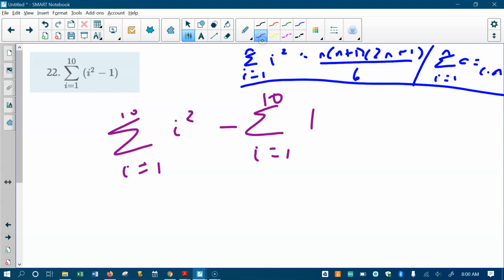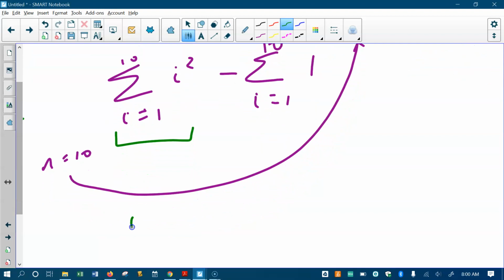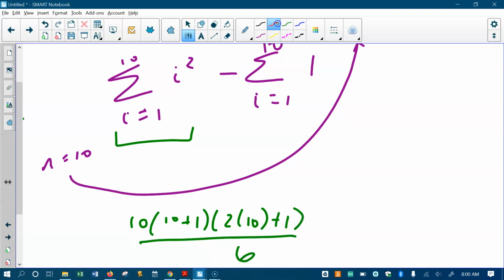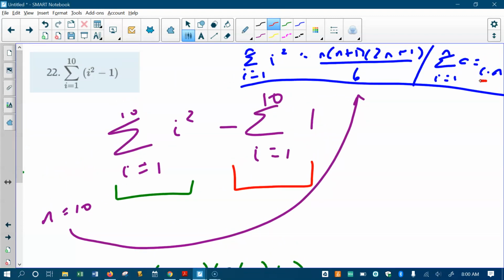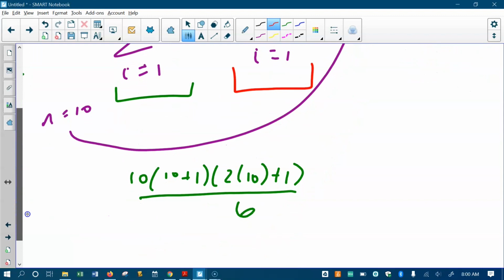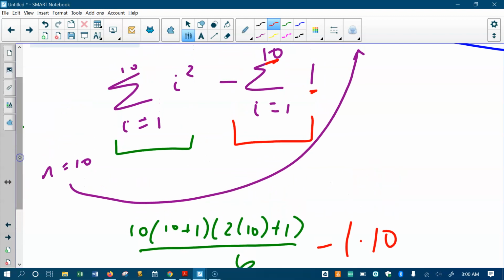Here, n is 10, so don't forget that. We're just going to plug n into that formula for this part. So we're going to get 10 times 10 plus 1 times 2 times 10 plus 1, all divided by 6. For the second part, we're going to minus, and it looks like I just have to do the constant 1 times 10. So minus 1 times 10. Okay, there you can see it all at once.